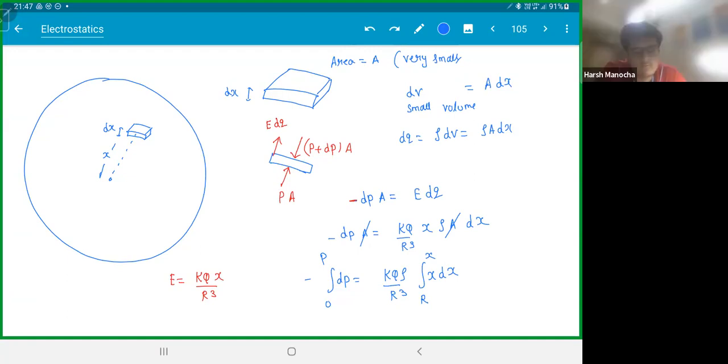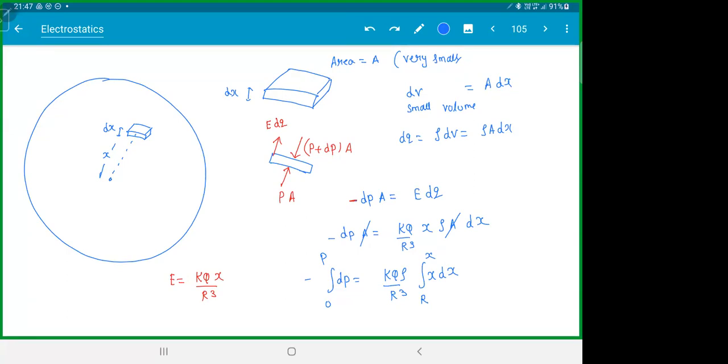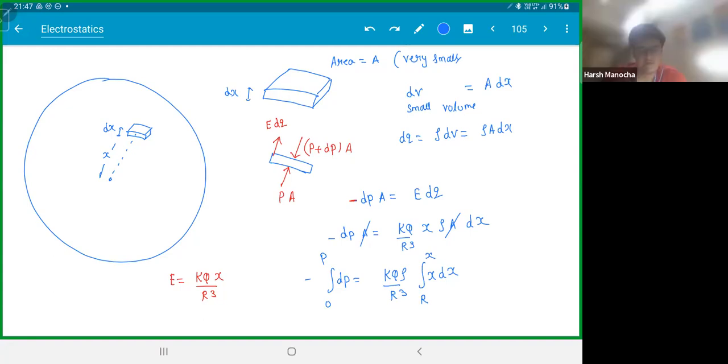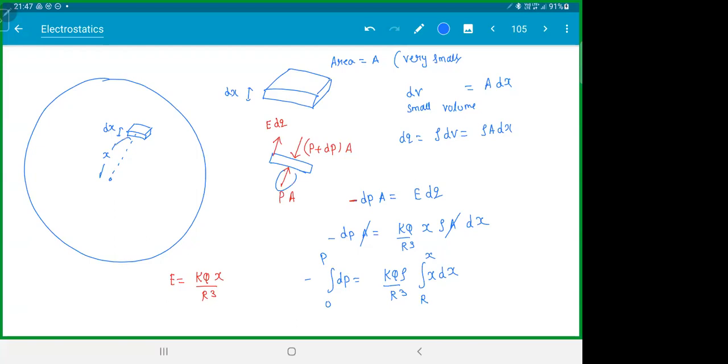So the dp is caused by the charge dQ. But the other pressure P is caused by tension only. This P is caused by the repulsion due to all these charges here.